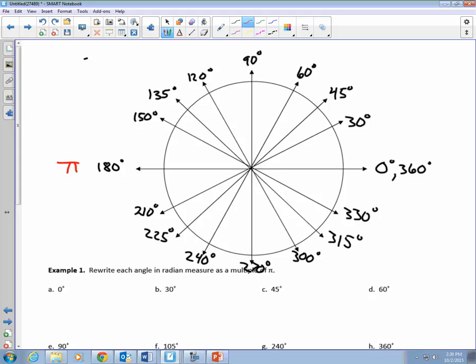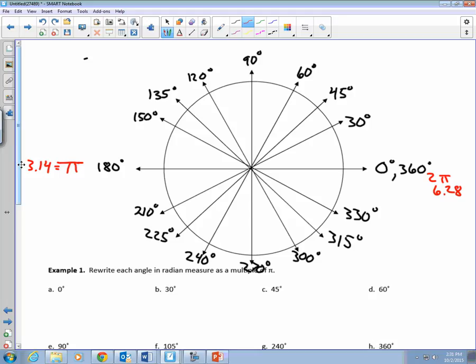Pi radians is 3.14. So 3.14 radians is 180 degrees. Now, what about all the way around? If this is pi, how much is all the way around? 2 pi, which is 6.28. So see, we could express it in terms of pi or as a decimal, either way.